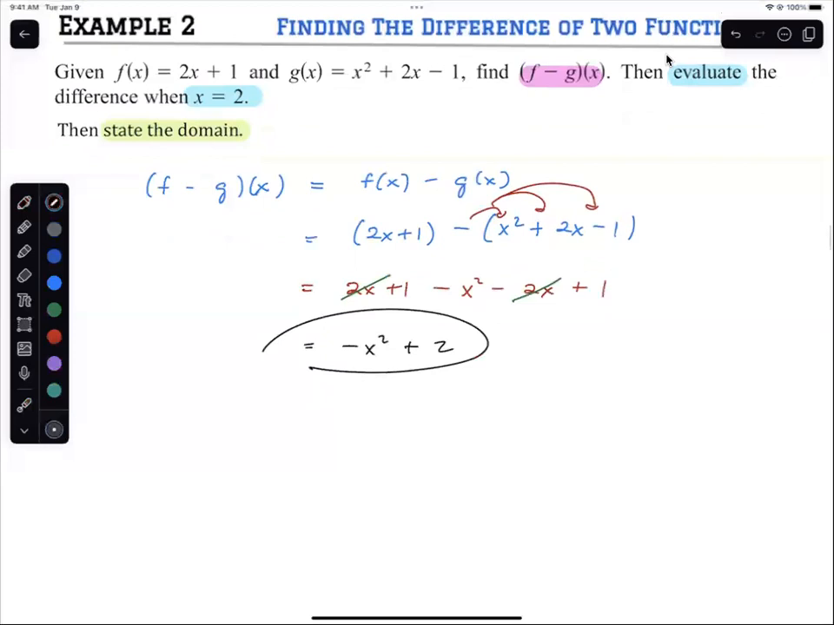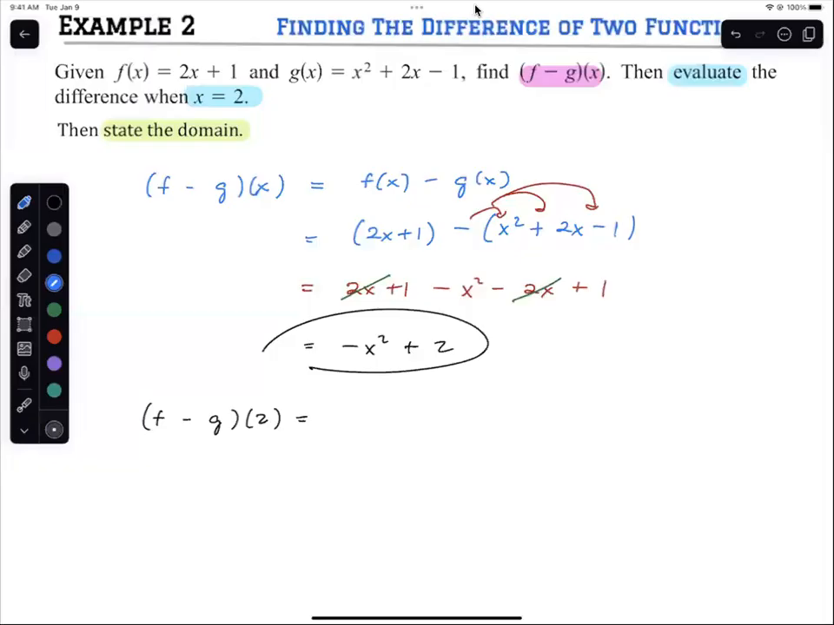So then evaluate when x is equal to 2. So f minus g of 2 means that in our answer, I'm going to change the x to a 2, replace the x with a 2. So it's going to be negative parentheses 2 squared plus 2, which is equal to negative 4 plus 2, which is negative 2.